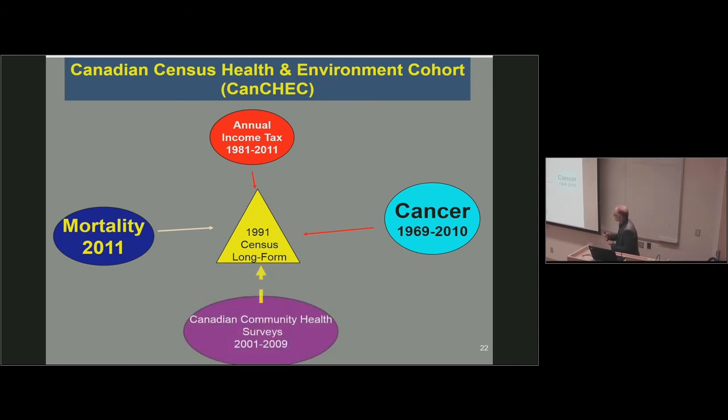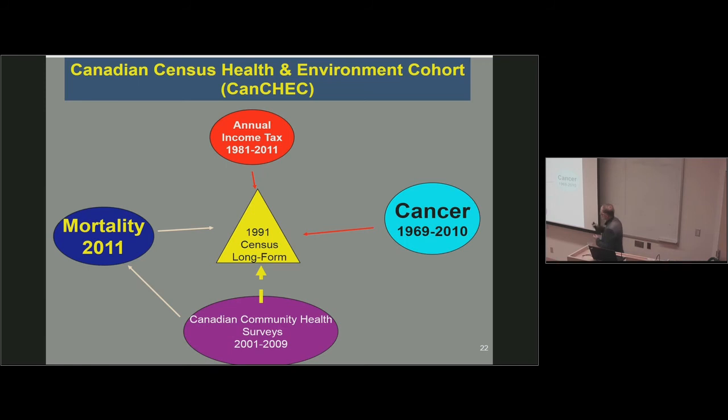Then what we also did is we have, just like you do in the United States, national health surveys. And we survey about 100,000 people a year. We started the surveys in 2001. And of course, in those surveys, we ask all kinds of additional questions. In the long form, they ask a lot of questions, but they don't ask about smoking, they don't ask about diet, they don't ask about BMI. And I'm going to show you in a minute how we integrate information from these health surveys to help us understand the risk factors in the subjects in the long form.